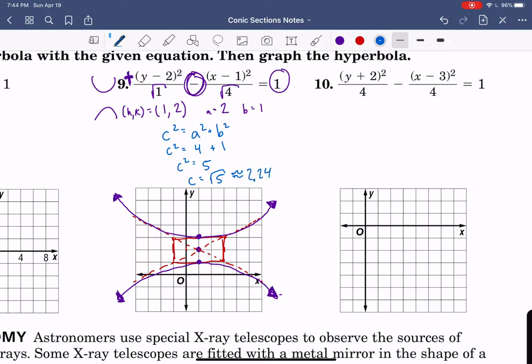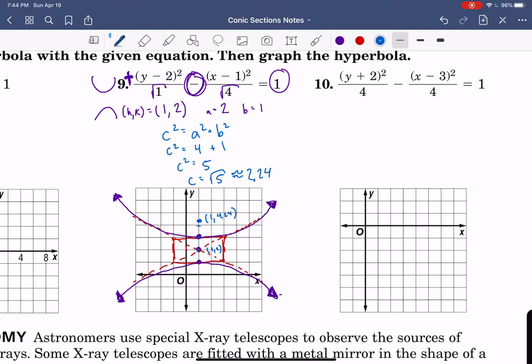So again, because it's opening up and down, we count up and down from the center. 1, 2, 2.24. All right, and we went up from the center. The center was at 1, 2. So that means this is at 1, 4.24.